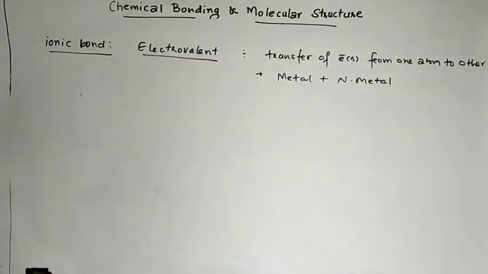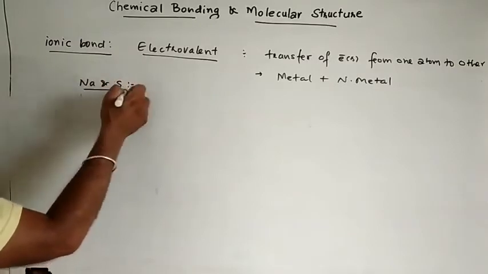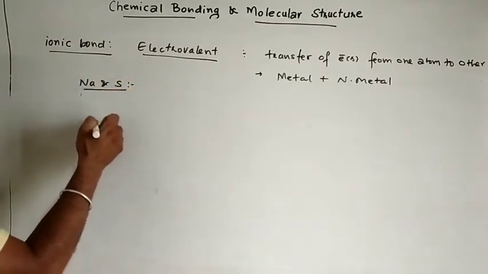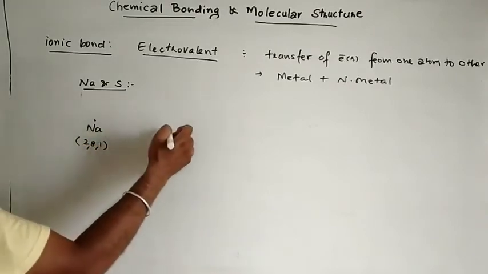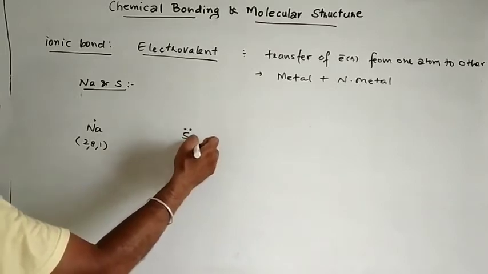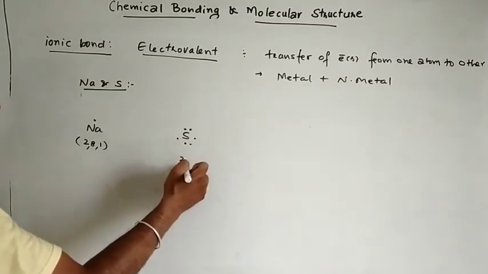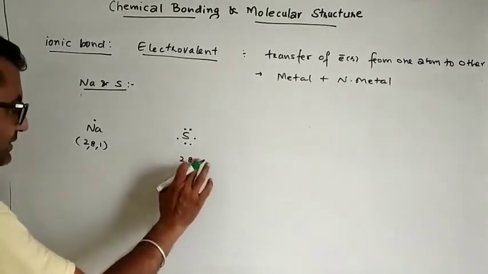Let's say next is sodium sulfide. How to draw the structure of sodium sulfide. सोडियम एंड सल्फर के बीच में आयनिक बॉन्ड कैसे बनेगा? तो पुट सोडियम हियर, 1 इलेक्ट्रॉन. Sulfur has 6 electrons. Valency 2, 2, 8, 6.